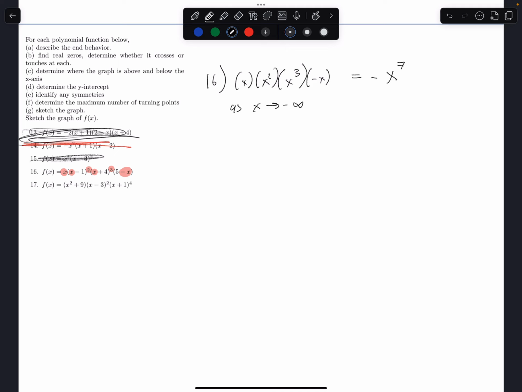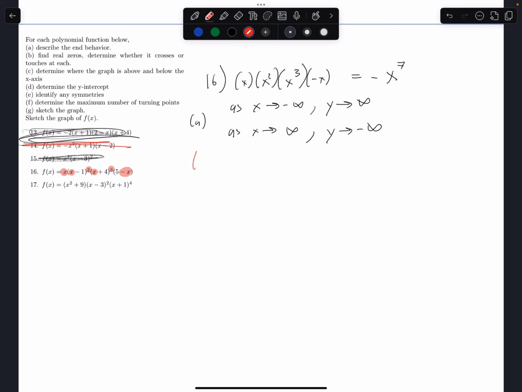That means as x goes to negative infinity, this guy's going to be negative, right? Because a negative number to an odd power is going to be negative. But then turn it negative again, it's back to positive. So y is going to go to positive infinity. But what about as x goes to positive infinity? Well, y is going to go to negative infinity in that case, because this will be positive, but then take the negative of it. So that's part A.